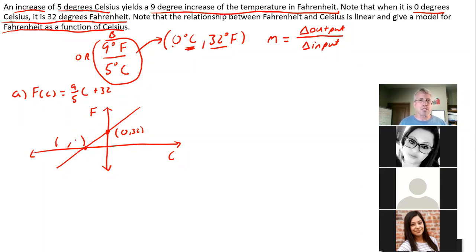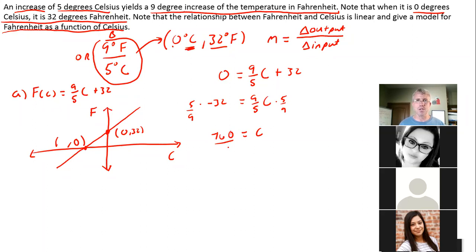So what we know is that the Fahrenheit is 0. So to find the intercept, we have to replace Fahrenheit in the model with 0. And then yes, have to solve for Celsius. So subtract the constant from both sides. And then multiply both sides by the reciprocal of the coefficient. And what's that going to be? Negative 160 over 9.